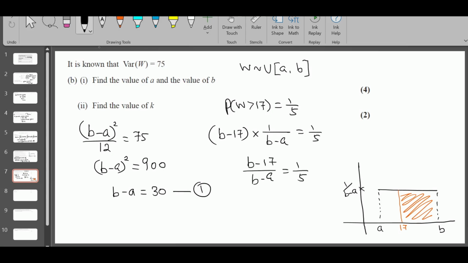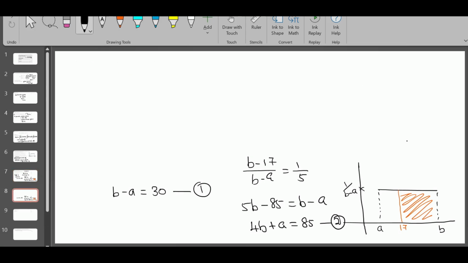Cross multiply, frame another equation and solve the simultaneous equations. When you cross multiply, 5b minus 85 is b minus a. Move everything this side, you're going to get 4b plus a is 85. Solve equations 1 and 2, you get the values of a and b.